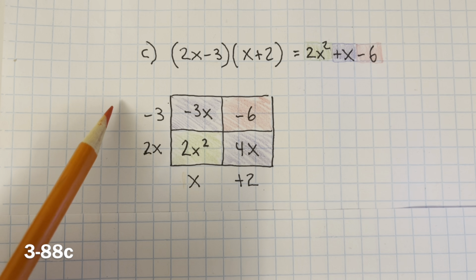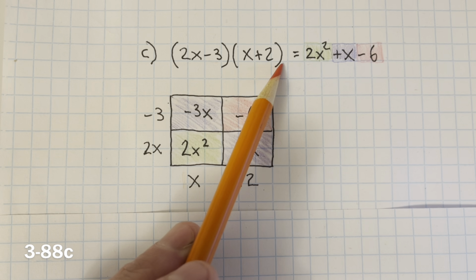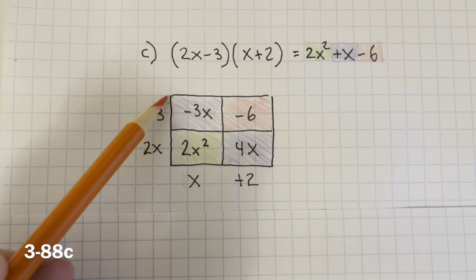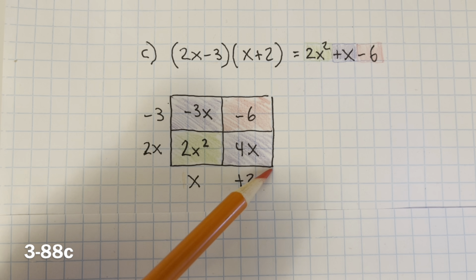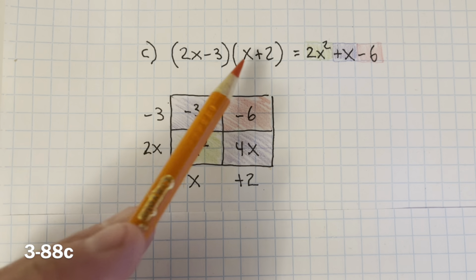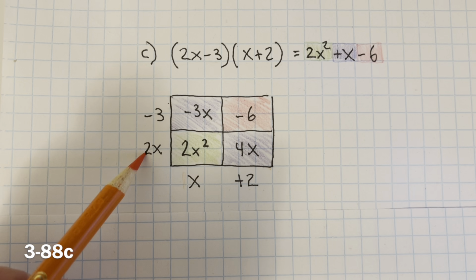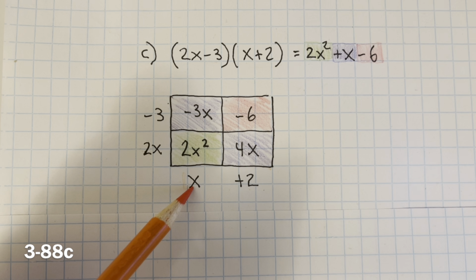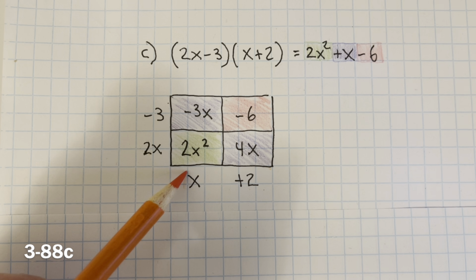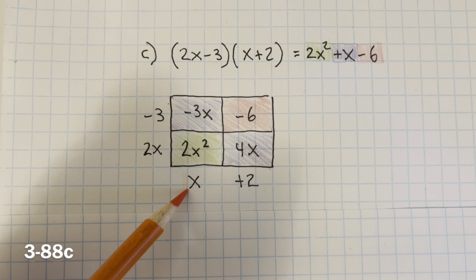Problem 388c, we have two terms multiplied by two terms. So we need a 2 by 2 area model. So we have 2x minus 3, and x plus 2. And now I'm going to multiply 2x by x. And it might be helpful for you to put a 1 here as a placeholder. We're not changing the value. It's the identity property of multiplication. Anything multiplied by 1 is itself.